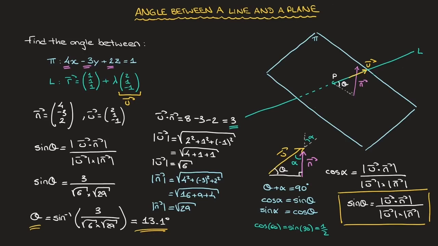And there we have it. We now know how to calculate the angle between a line and a plane in 3D space using the formula that I've just boxed here. And that's it for this tutorial.